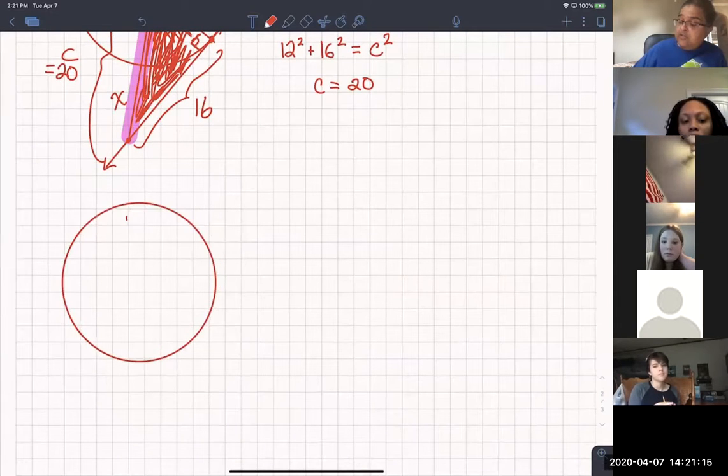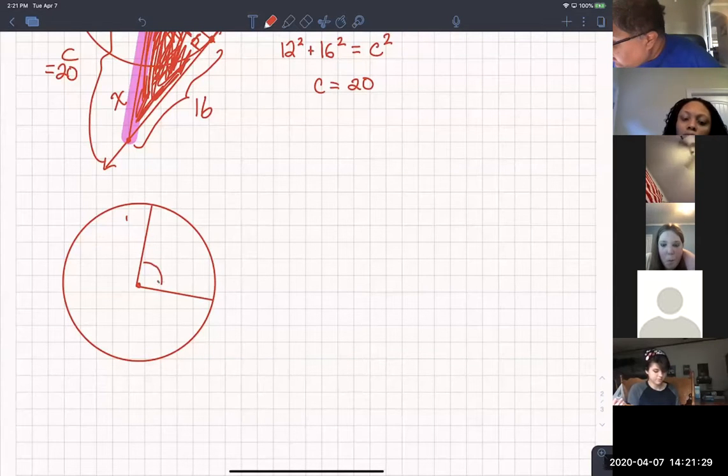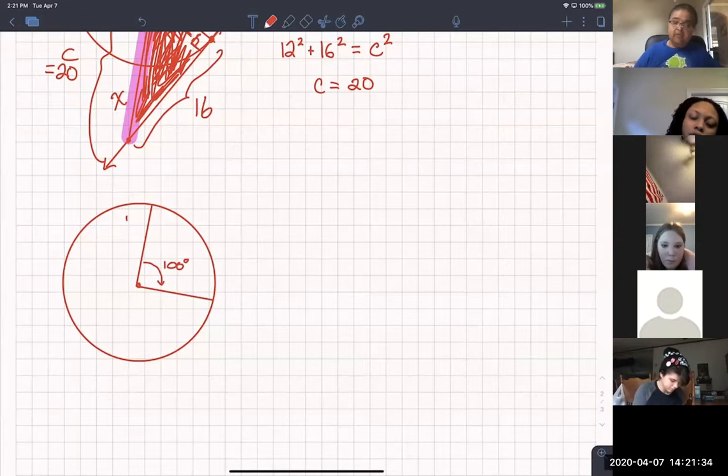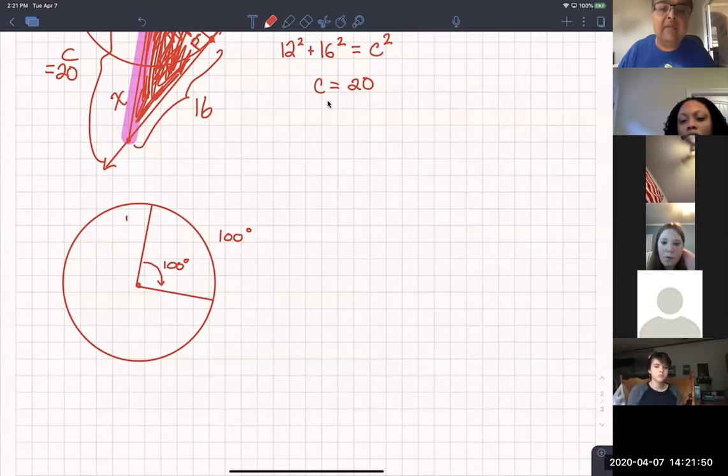Now, we talked about central angles in the last chapter. And we talked about arc measure. Remember, the arc measure is the measure of the curve of the arc. So if the central angle is, say, in this case, 100 degrees, what is the arc measure? 100 degrees, good. Now, not only do we have the measure of the curve of the arc, that's the arc measure, but we also have the length of the arc, okay? And that's known as arc length.